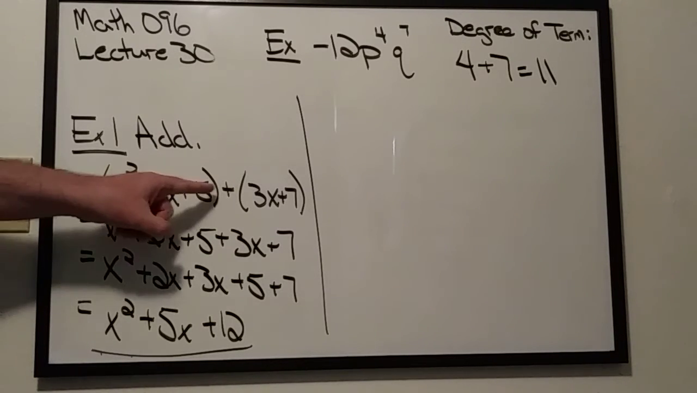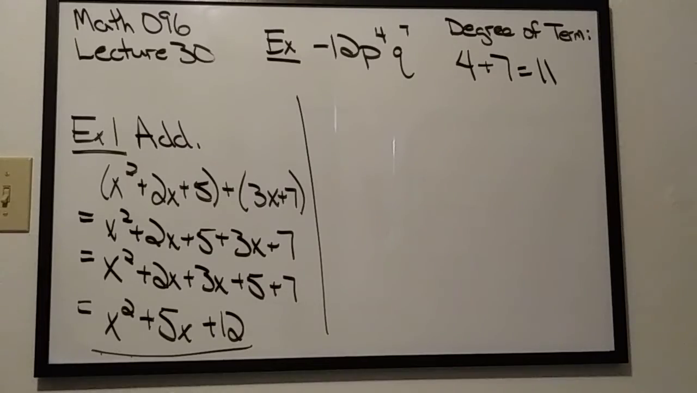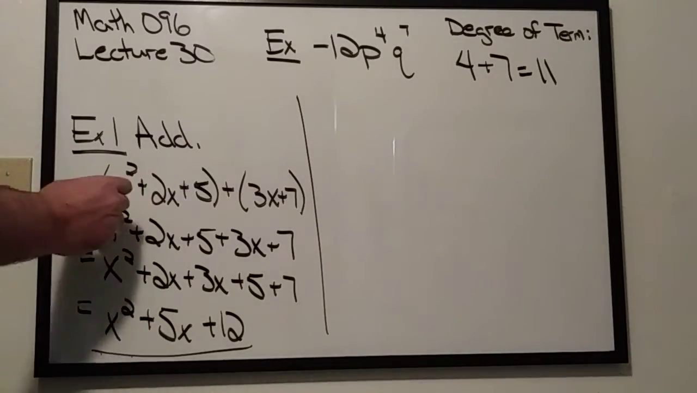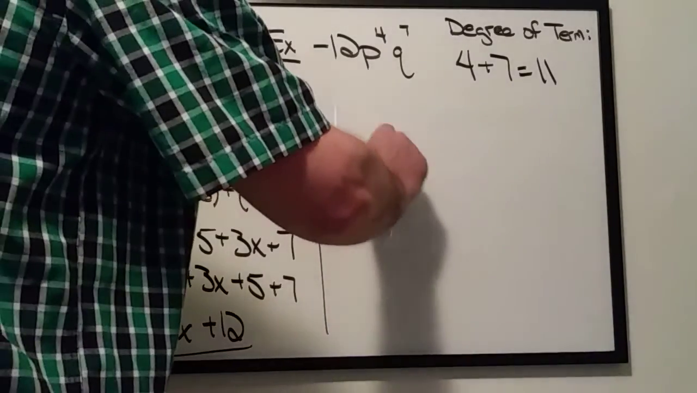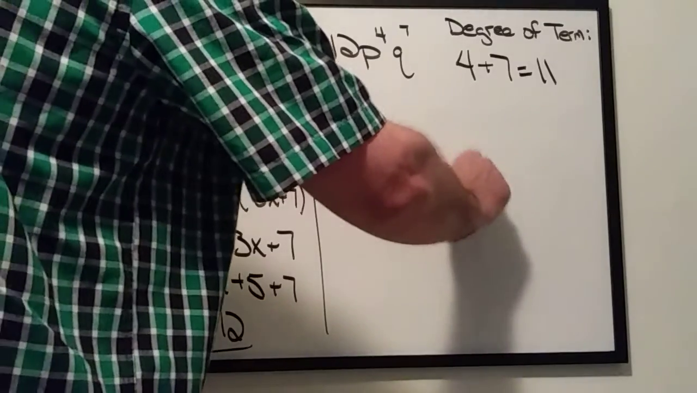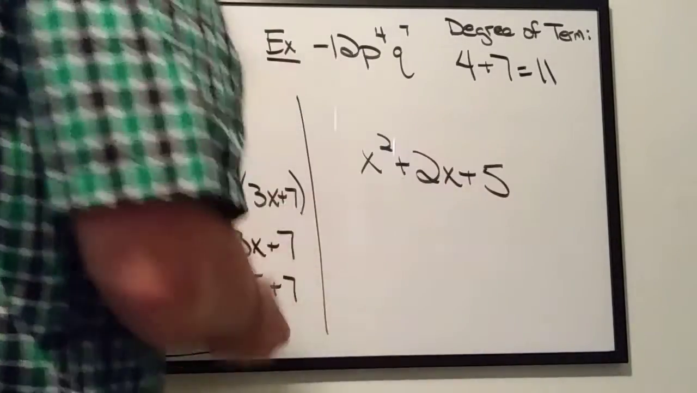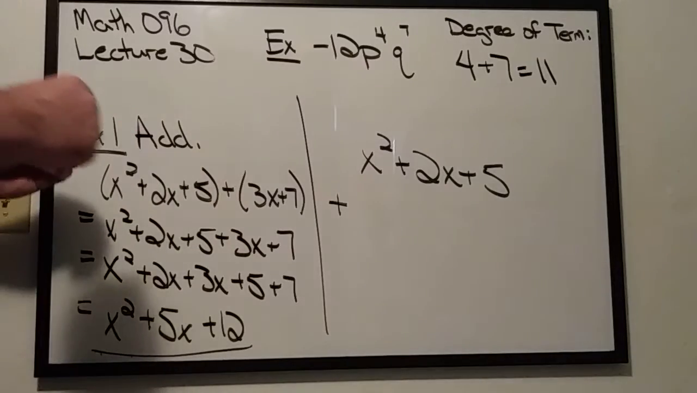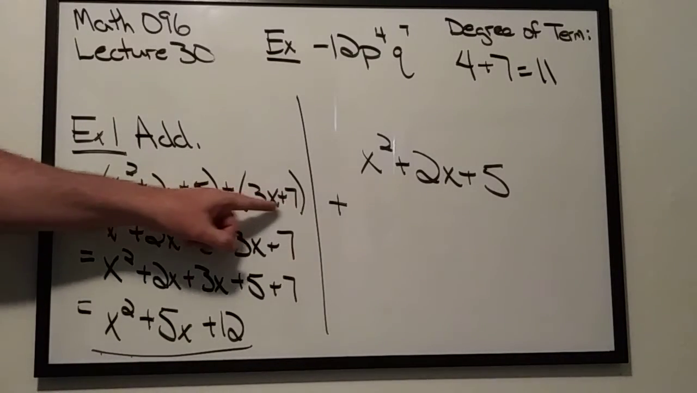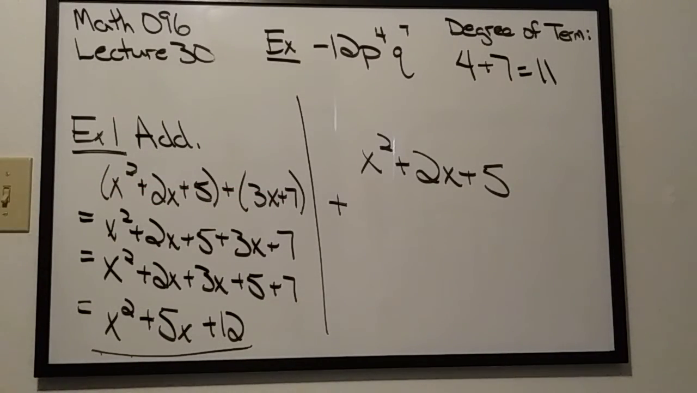So the first thing you do when you write down this kind of addition problem in columns is to just write down your first polynomial. So we have x squared plus 2x plus 5. And then I'm going to write down a plus sign. And then I'm going to write down my second polynomial. But I'm not going to write down my second polynomial just any old way. I want to make sure that I'm lining things up so that every term that has the same exponent on the x is lined up in the same column.